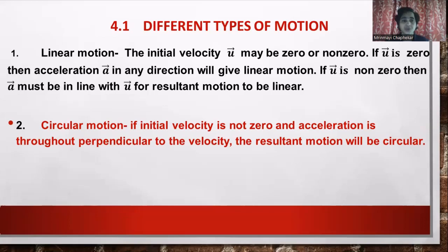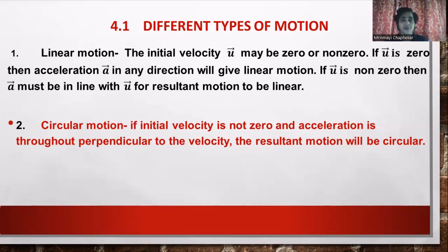If u is 0, the acceleration a in any direction will give linear motion. If u is non-zero, then acceleration a must be in line with u for resultant motion to be linear. In line with, that is, a must have the same direction as that of u, or it will have the exactly opposite direction as that of u. Then the resultant motion will be linear.